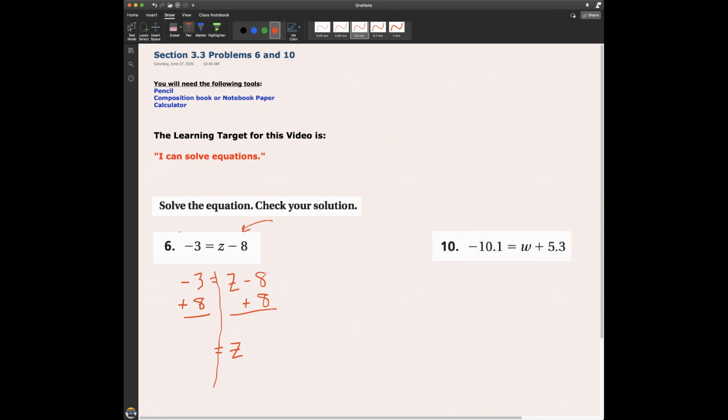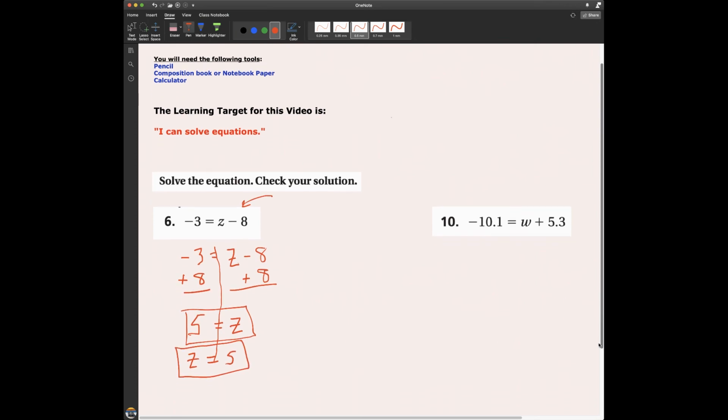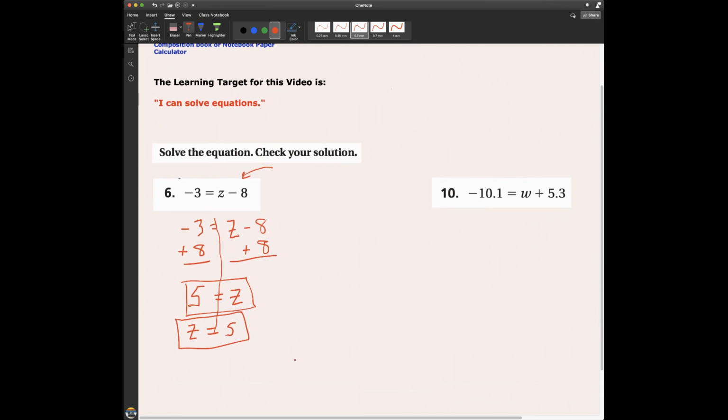So we have to add 8 to this side, and negative 3 plus 8, we've been solving problems like that in chapter 1. You guys have become pretty good at that, so we know that z equals 5. So I can write it like this: 5 equals z. I'm okay if you leave your answer like that. Some teachers like to have z equals 5. Either way, it shouldn't matter. Why? Because it's an equal sign, right? So it shouldn't matter.